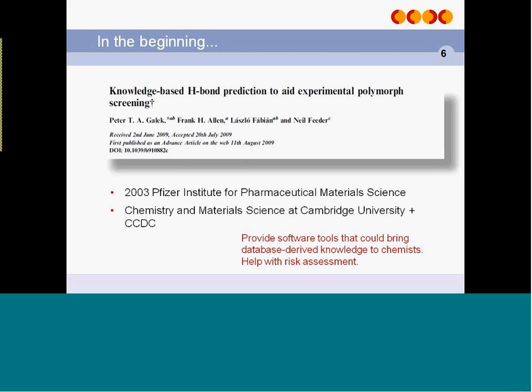This Pfizer Institute was a collaborative research venture between the Departments of Chemistry and Material Science at Cambridge University, CCDC and Pfizer Global R&D, and they had a lot of blue sky research projects undertaken in areas of strategic interest to Pfizer, so looking at co-crystal design, for example, or crystal structure prediction. And our role in that institute was twofold really, is to provide software tools that could bring database-derived knowledge easily to the chemists working on their project, but also to try and use our database knowledge to help with that idea of risk assessment for polymorphism.